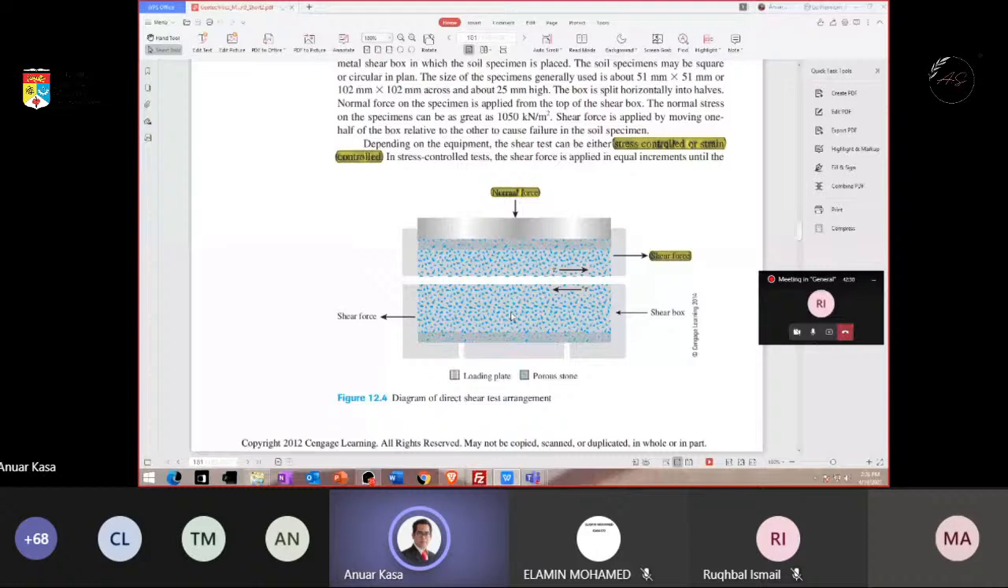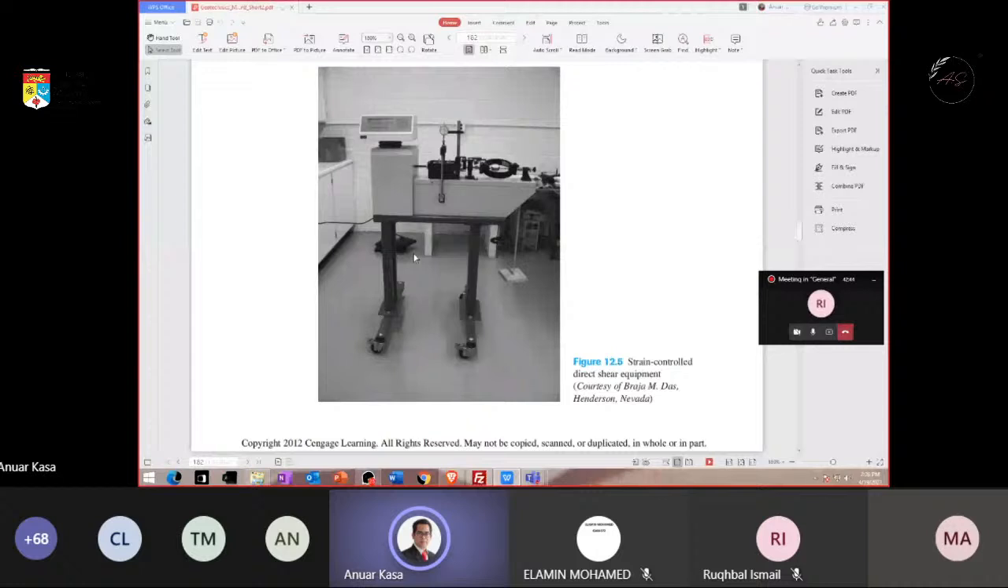Okay, the apparatus is like this one. If you go to the lab, you will see the apparatus is like this one. Here at the bottom we can apply loading. This load gives the normal stress here. We need to calculate how many kilos, and we need to know the area of the sample. At the end, we can get the stress applied to the sample, perpendicular to the horizontal plane. So the vertical stress is given by this loading.